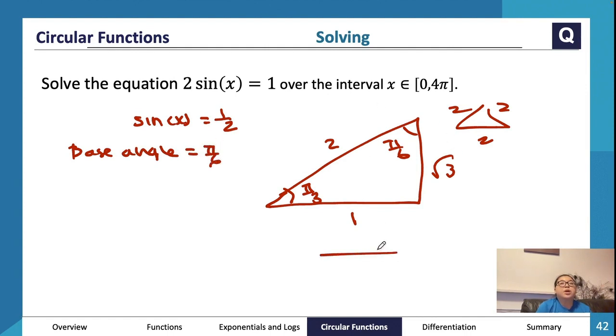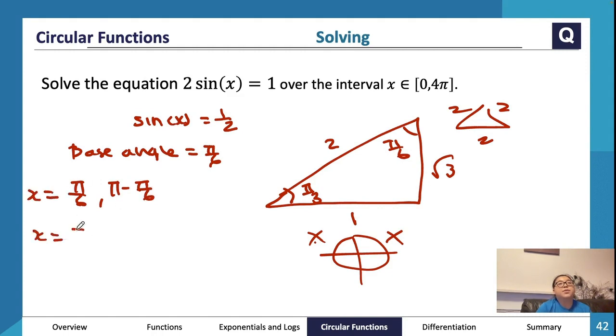Alright, let's do our circle next. So in terms of our unit circle, we're going to think it's here and here, right? Because these are the areas where the y coordinate is positive, so that's where sine is positive. So the two angles we're going to be thinking of are pi on 6 and pi minus pi on 6, right? So we'll have x equal to pi on 6 and 5 pi on 6.